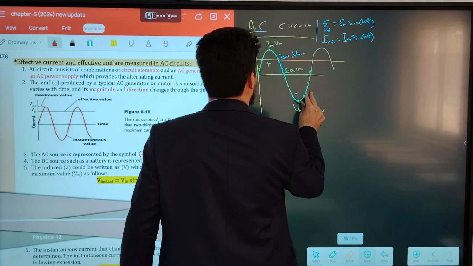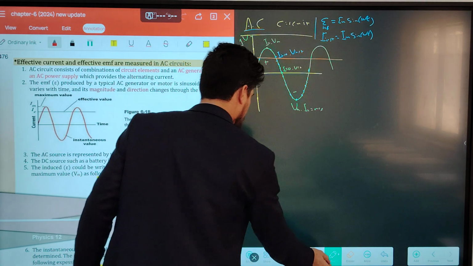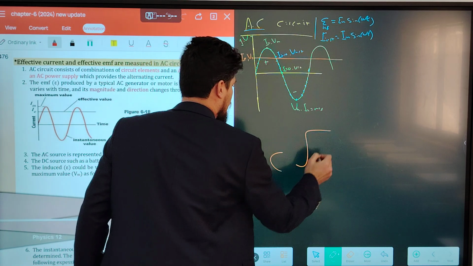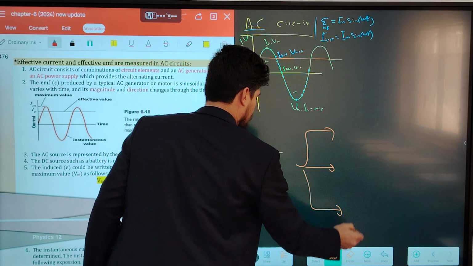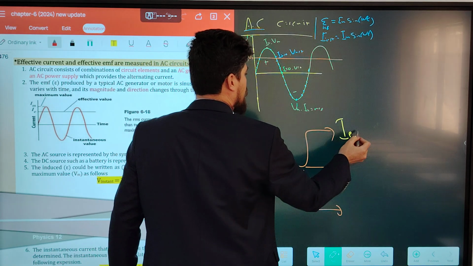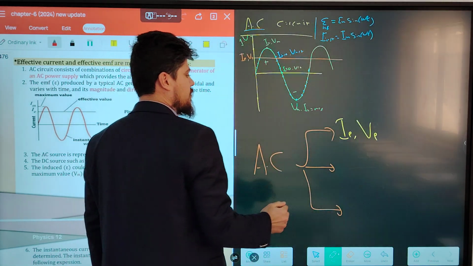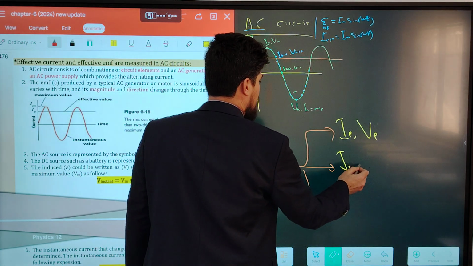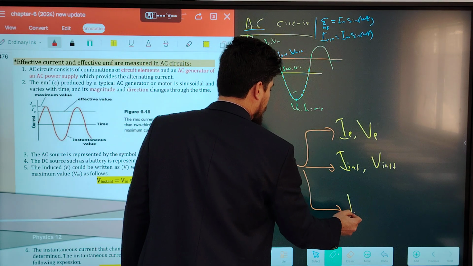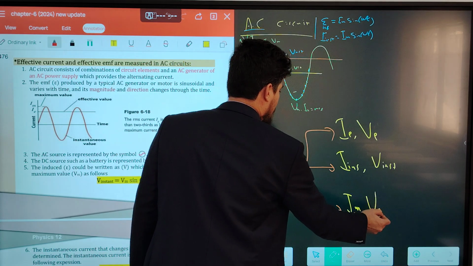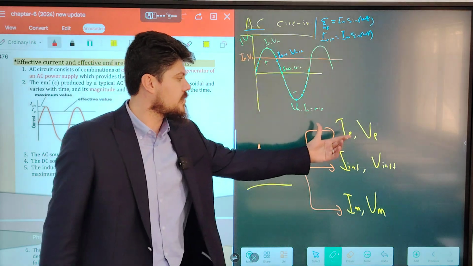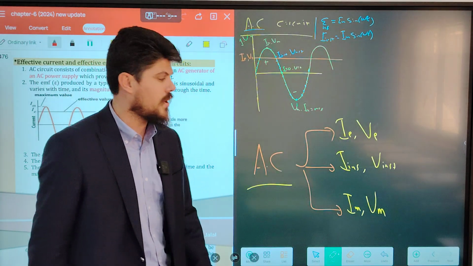In AC current, look, we have effective value of current, effective value of potential difference, instantaneous current, instantaneous potential difference, and we have maximum current and maximum potential difference. In AC current, we have effective, instant, and maximum values.